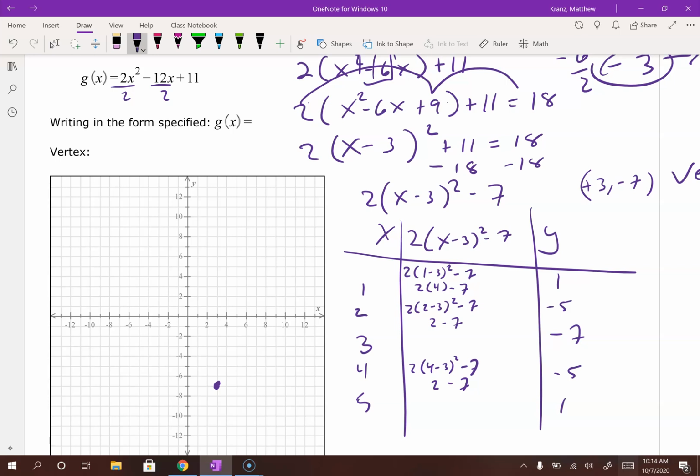So I have a 2, negative 5, a 1, 1, also a 4, negative 5, and a 5, 1. And parabola-wise, we're going to look like this.